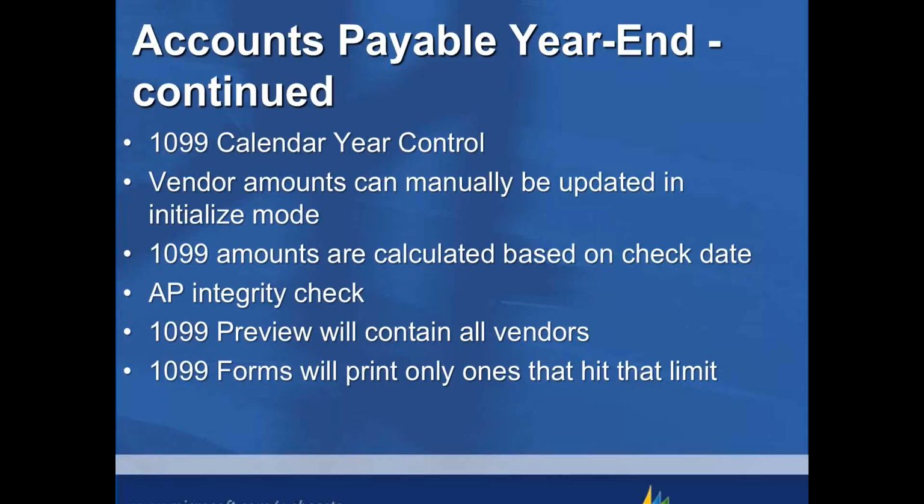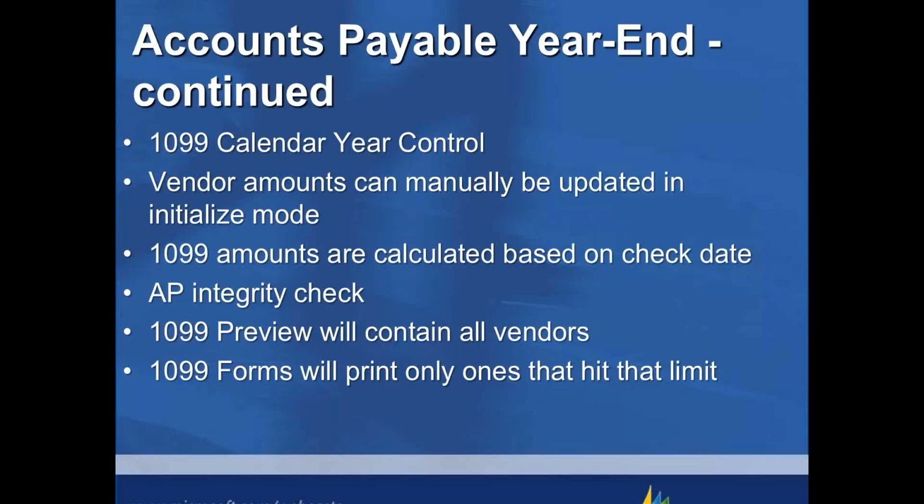Now the AP integrity check. In the AP integrity check, there's an option to rebuild the 1099 amounts. Those 1099 amounts will be calculated based on the data that's been entered, meaning that for something to show up in that or be utilized in that recalculation, the vendor would have to be flagged as a 1099 vendor, and the transaction would have had to have been entered with a box number in it, usually box 7.